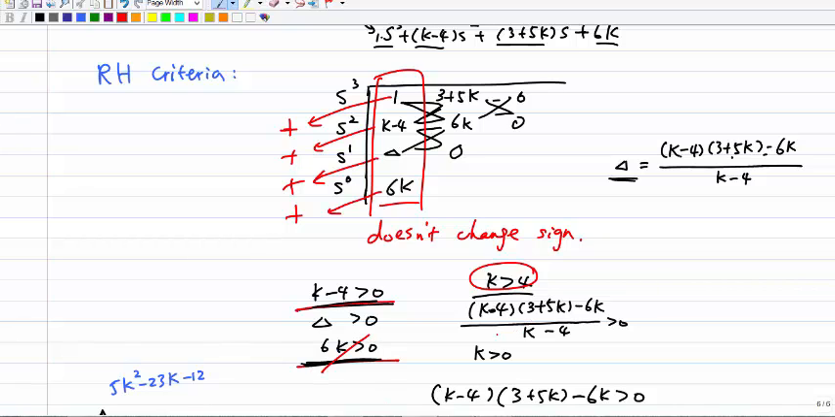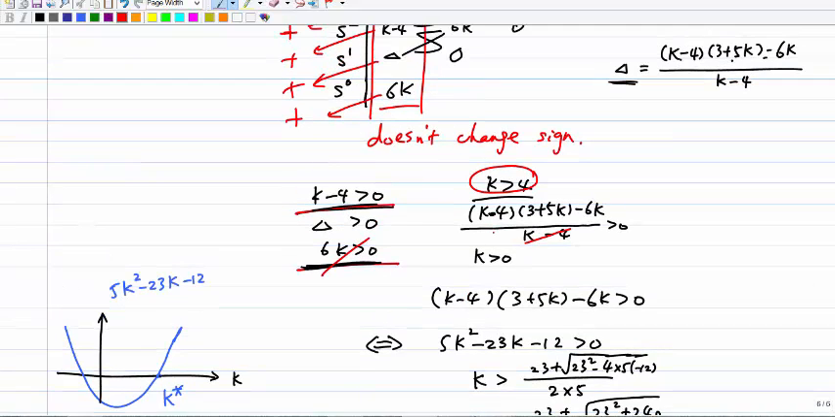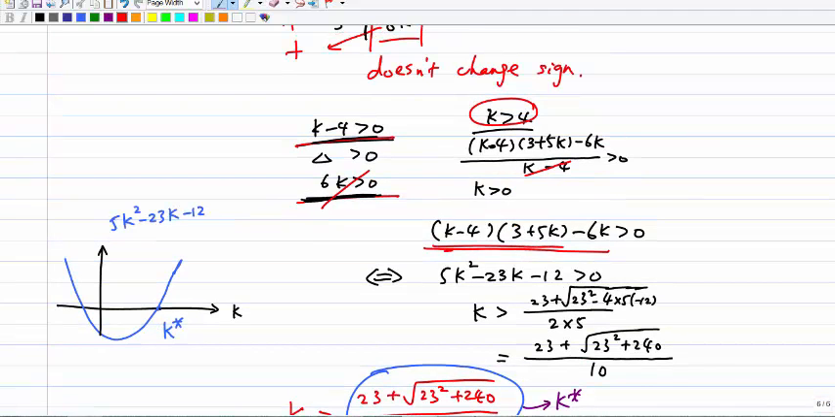So I have to figure out under what condition this guy is positive. Okay, because here k is greater than 4 already, so I can also ignore this denominator because this is positive, right? So I have to figure out what the numerator is, this guy is positive, which means this guy is positive, okay? So if I simplify a little bit, I calculate all the products out, so I have 5k squared minus 23k minus 12 has to be positive.